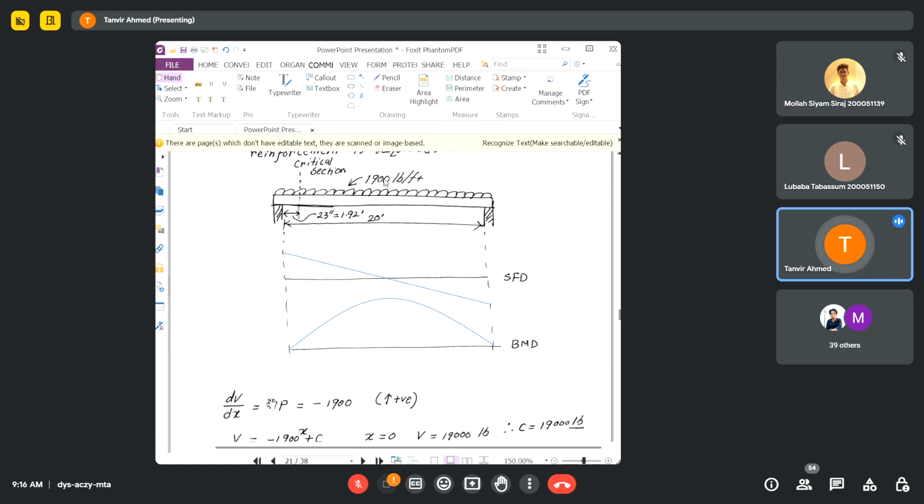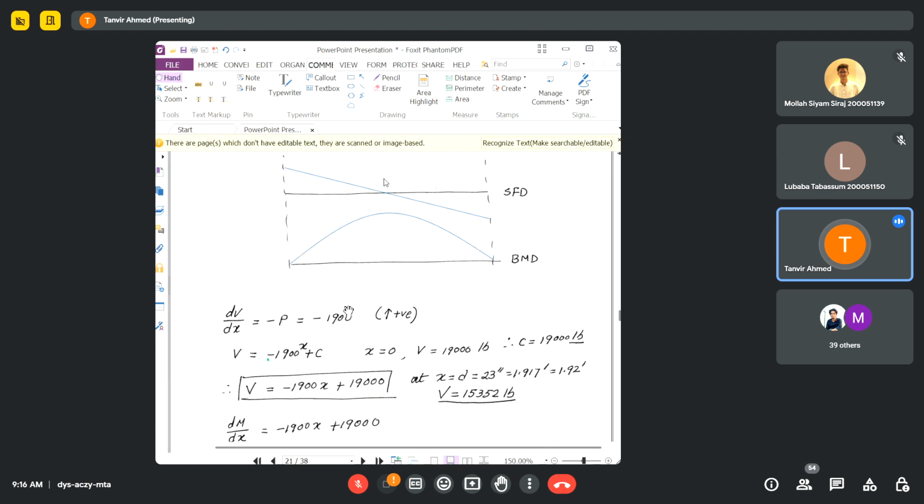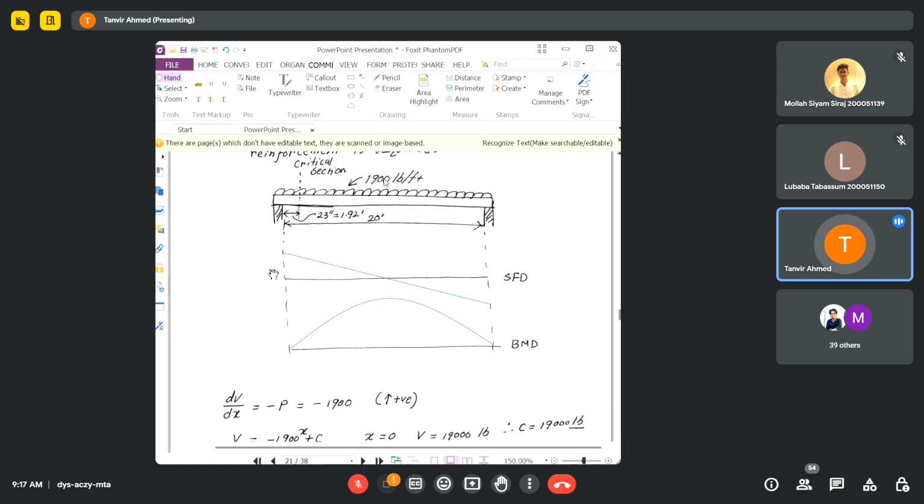And why this negative sign? Negative sign because the uniformly distributed load is downward. If it is upward, then obviously you will have positive load. So if you take the first integral of this equation, it will be this one, and you have the integration constant c. When x equals 0, the shear force will be equal to the value of the reaction.